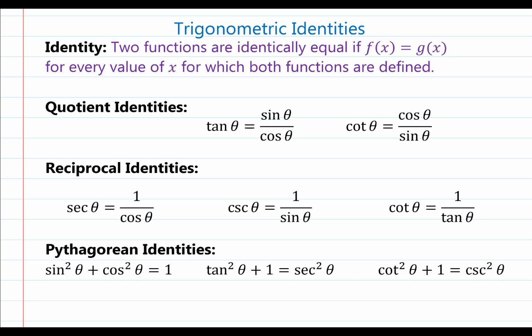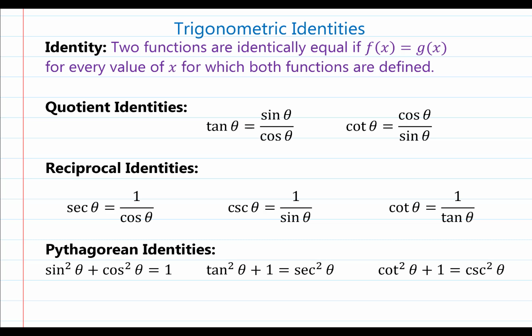Two functions are considered identically equal if f of x is equal to g of x for every value of x for which both functions are defined. So below we have some basic or fundamental identities that have already been established, and we're going to use these in order to establish other identities.